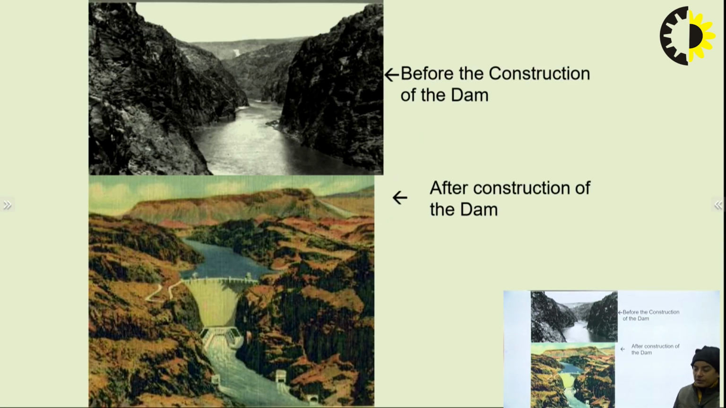So this is the picture which shows the site before construction of the dam, and this is the picture after construction of the dam. So what has been done here? A dam has been created in between the two-sided mountain. Here the natural wall has been there, and a dam structure has been created in between the river.